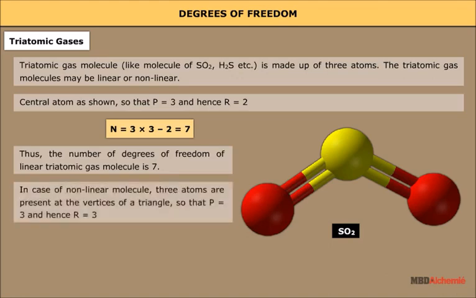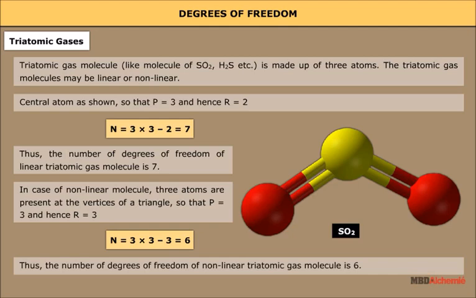In case of a non-linear molecule, 3 atoms are present at the vertices of a triangle, so that p = 3 and hence r = 3. Therefore, n = 3 × 3 - 3 = 6. Thus, the number of degrees of freedom of a non-linear triatomic gas molecule is 6.